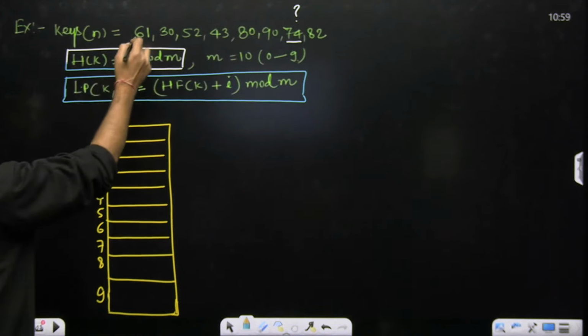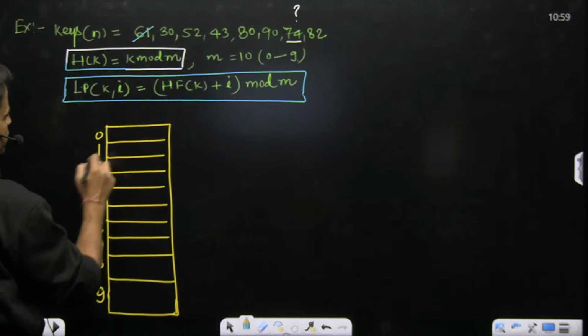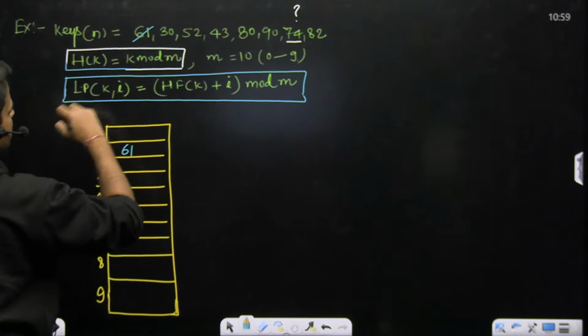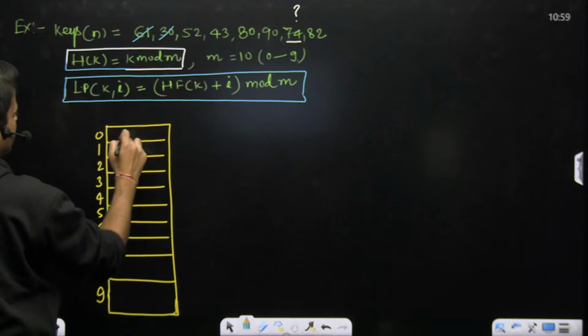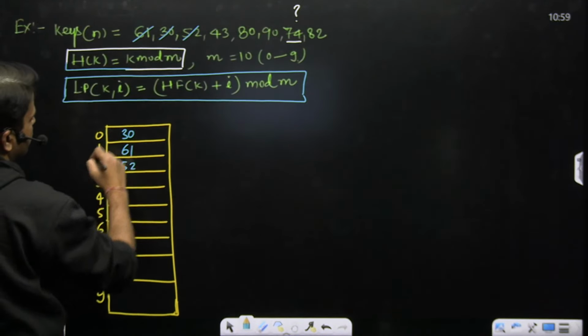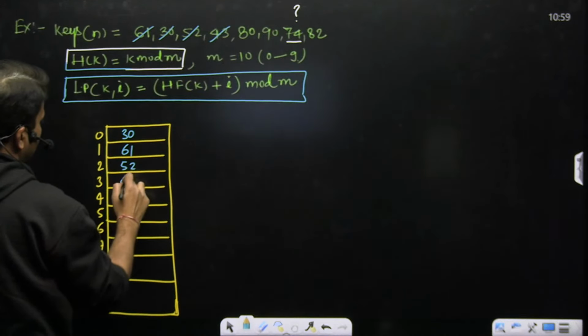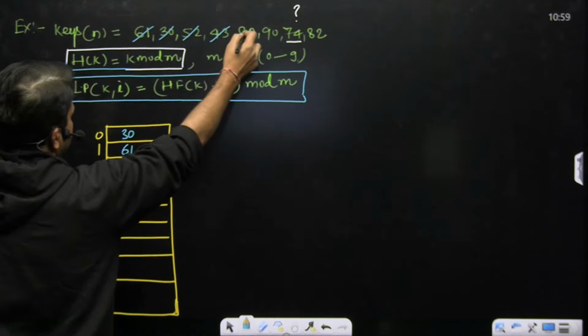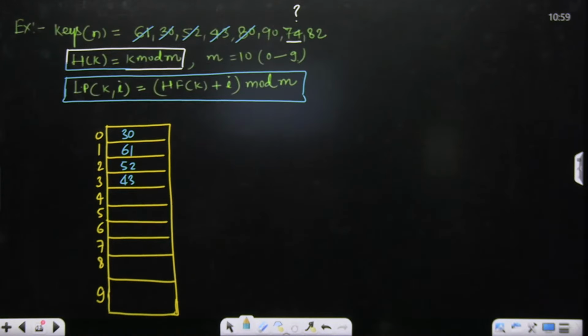So 61 is stored at which position? 61 mod 10 equals 1, so 61 comes at this position. Where is 30? 30 mod 10 gives 0, so 30 comes at this position. Where is 52? 52 has index 2. Where is 43? 43 is stored at this index. Where will 80 be stored?